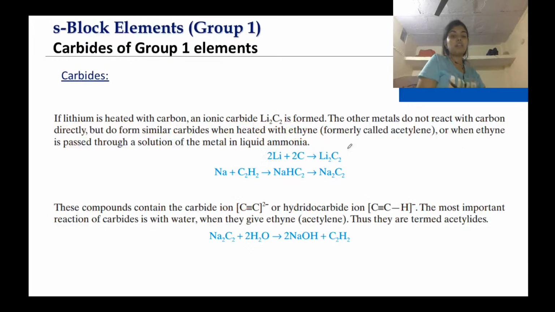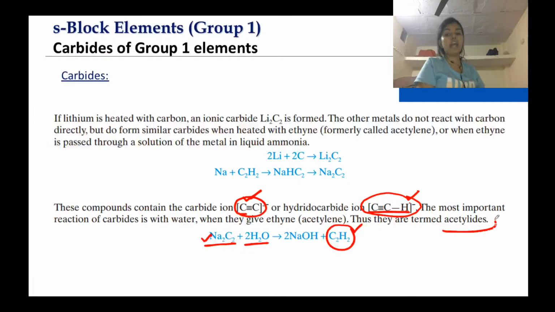Now the next one is, these compounds contain C2 minus, I have already explained, and also they may contain C triple bond CH minus. Now if you replace one hydrogen, then this species is formed. If you replace the 2 hydrogens of acetylene, then this species is formed, right? So when these carbides react with water, they give ethyne again, or they give acetylene again. That is why they are known as what? Acetylides, because on hydrolysis they give acetylene. That is why these carbides are known as acetylides.